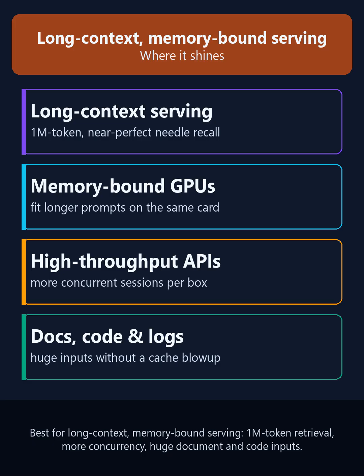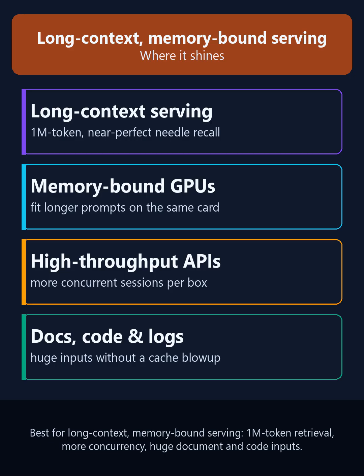Where does YOCO shine? Long context serving is the obvious win. It was extended to a full 1,000,000 token context with near-perfect needle-in-a-haystack retrieval. It helps anywhere you are memory-bound, fit longer prompts on the same card, or pack more concurrent sessions into a high-throughput API. And it suits document, codebase, and log analysis, where inputs are enormous and a per-layer cache would simply blow up.